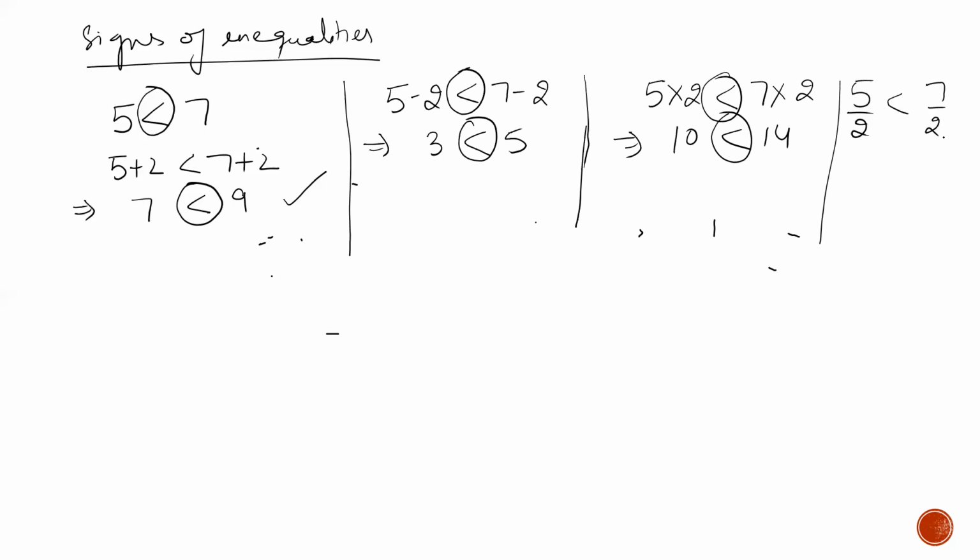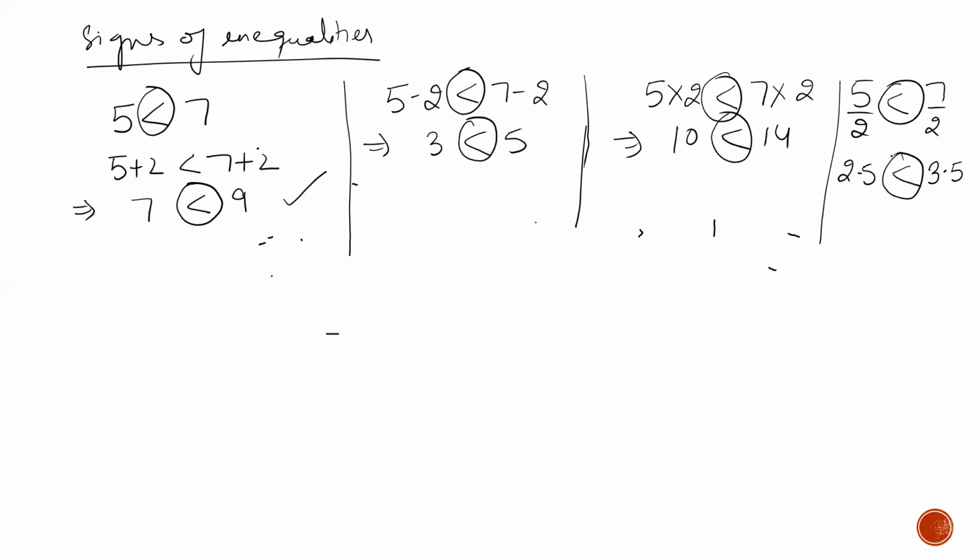What if I divide both sides with 2? Let's check. 2 by 5 is going to be 2.5. What about 7 by 2? It's 3.5. Again, as you can see, the sign of inequality remains the same.